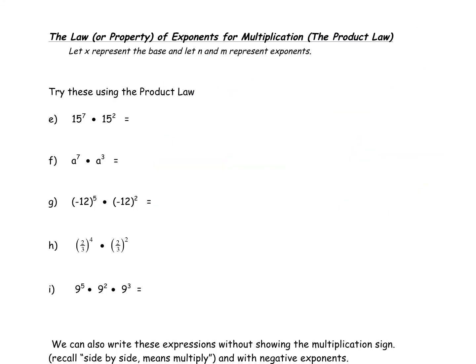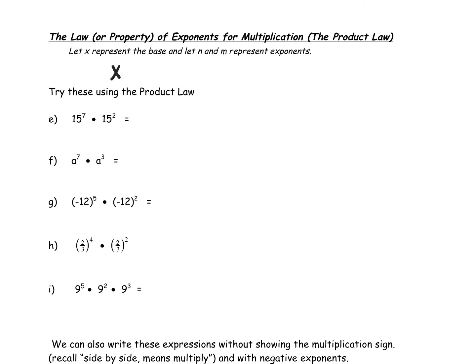So we're going to write the official law or property of exponents for multiplication, also known as the product law. When you hear the word product, it is the end result of multiplication. So it says let x represent the base and let n and m represent the exponents. So here's the official law of exponents.